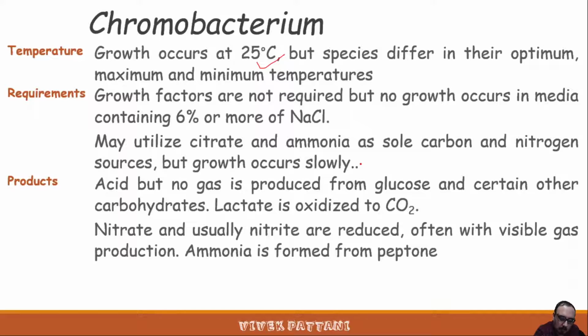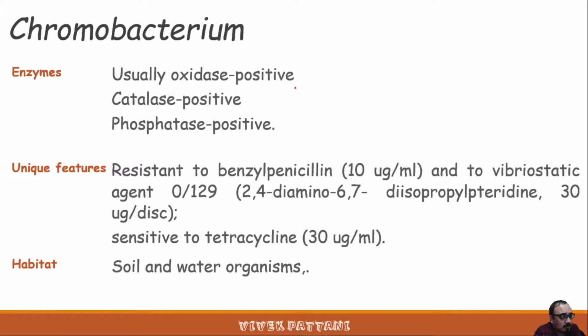Acid, but no gas, is produced from glucose and certain other carbohydrates, and lactate is oxidized to carbon dioxide. Nitrate and usually nitrite are reduced, often with visible gas production, and ammonia is formed from the peptone. Enzymes: they are usually oxidase positive, catalase positive and phosphatase positive. A unique feature is that they are resistant to benzylpenicillin and are sensitive to tetracycline.